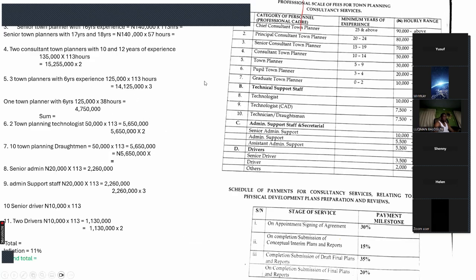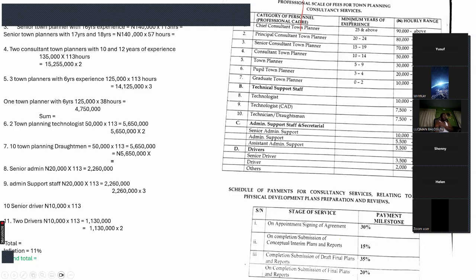Okay. So this is the table. As you can see, we have the category of the personnel. That is their professional cadre, that is their rank. As I told you, in the army, we have the general, the brigadier general, the recruits, maybe the drivers, the major, captain, and the rest. In town planning too, we have the same thing. So you see the category of the personnel: chief consultant town planner, principal town planner, senior consultant town planner, consultant town planner, then town planner, then graduate town planner. So graduate town planner is like a recruit in the army. He's the lowest ranking planner.